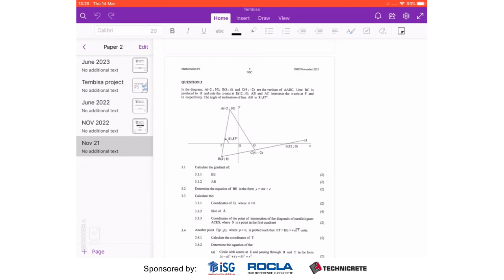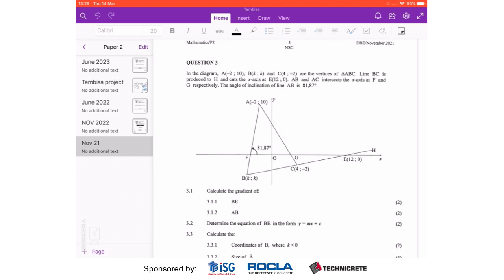Good day. Today we are looking at November 2021 paper 2 question 3. This is an analytical geometry question and we're going to analyze and interpret what we are given first. So it says in the diagram A has coordinates -2 and 10, B is (k, k), and looking at that, that's telling us already that the y and the x value will be the same value, because it's the same variable. They give us C to be (4, -2). These are the vertices of triangle ABC.